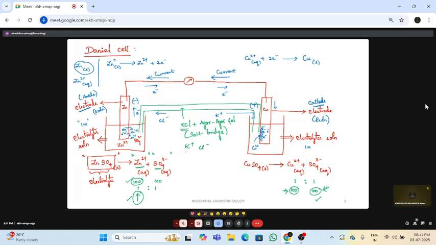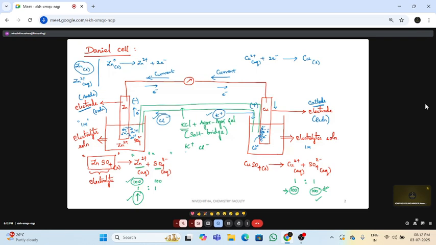There is a particular condition. See, here the potassium ion is moving towards copper sulfate solution and the chloride ion is moving towards zinc sulfate solution, and the ionic mobility of cation and anion has to be equal. In all salts, the ionic mobility of cations and anions will not be equal. Only in specific salts will cation mobility and anion mobility be equal, and only that kind of salt can be used in a salt bridge.